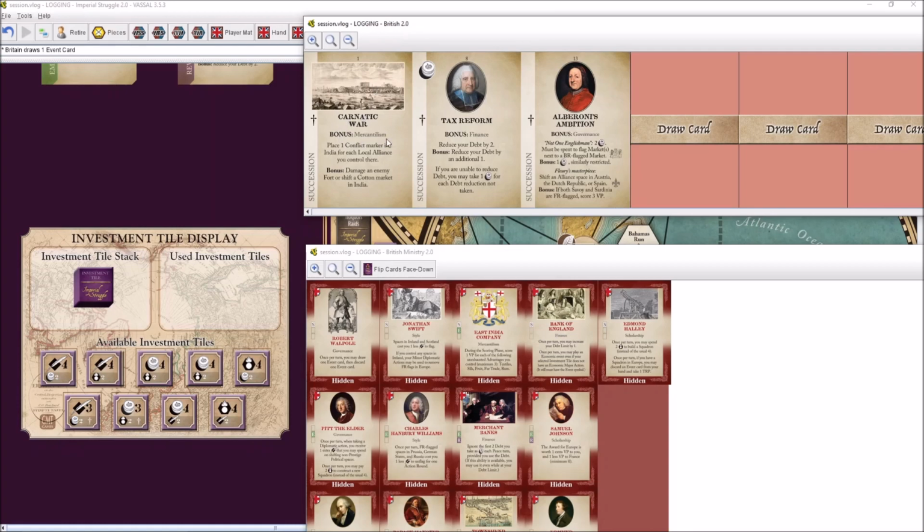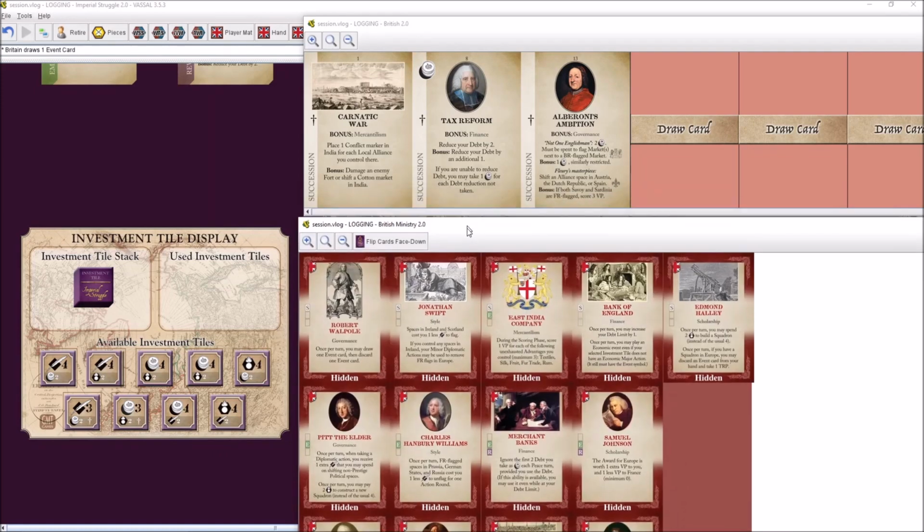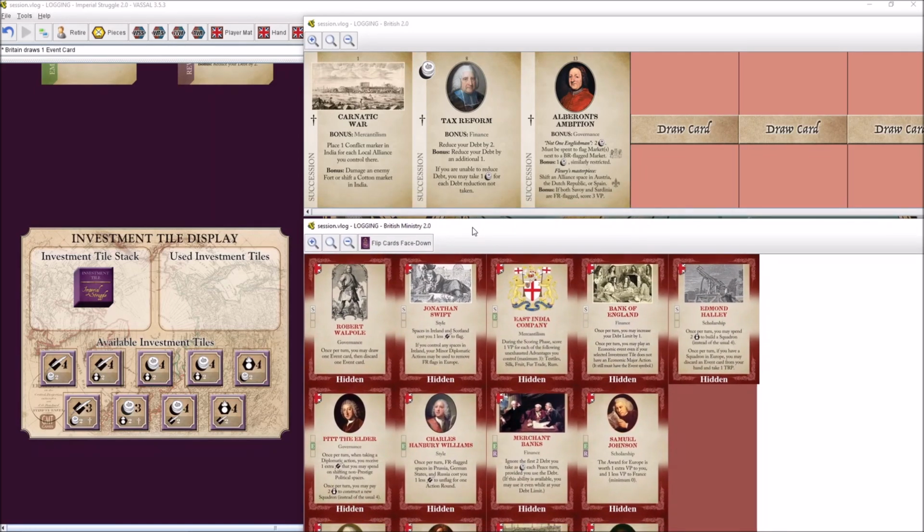Carnatic War: you can get a bonus if you have mercantilism. This is the main event part: place 1 conflict marker in India for each local alliance you control. And if you have mercantilism, before actually executing the event, you can do the bonus: damage an enemy fort or shift a cotton market in India. In order to have those bonuses, usually those bonus words are on the ministry cards. And now we should look at our ministry cards and which ones we would like to use for this particular game.